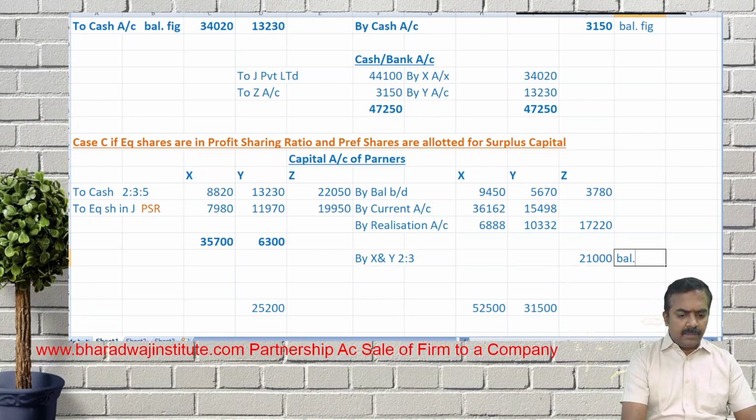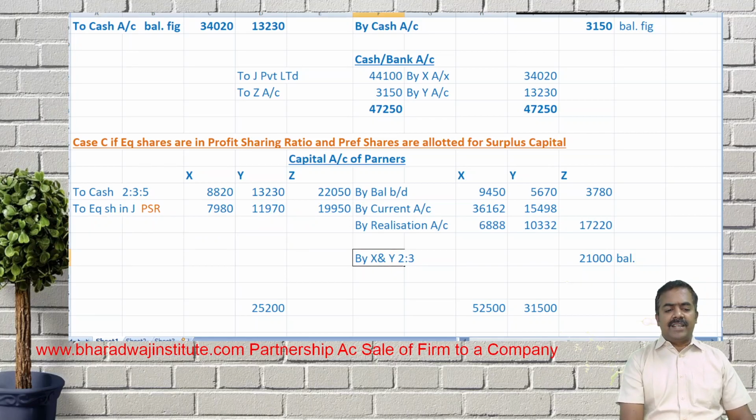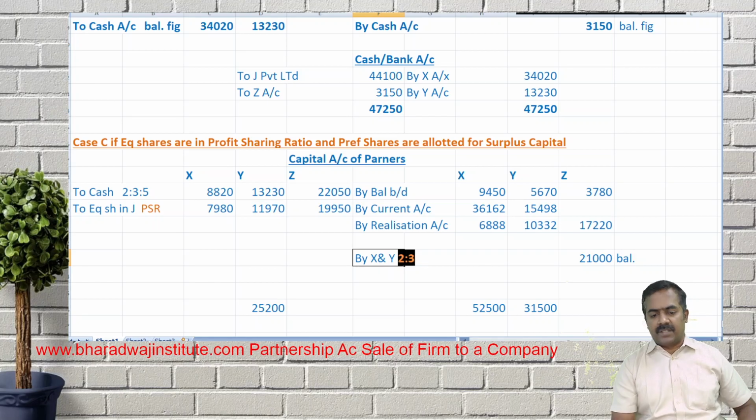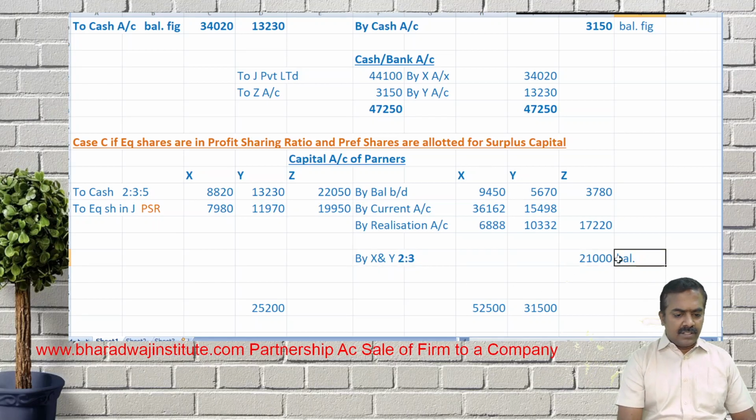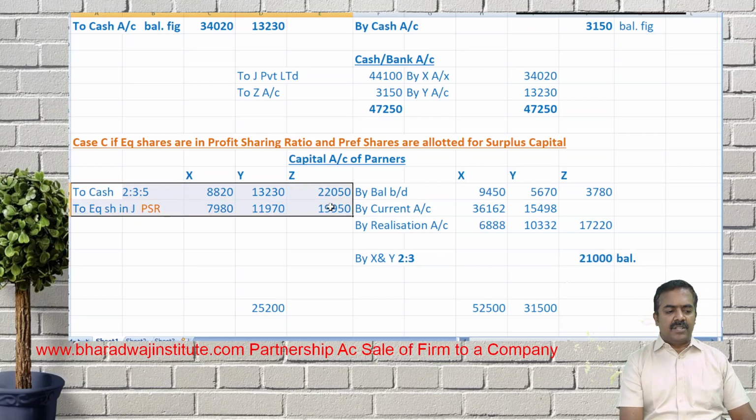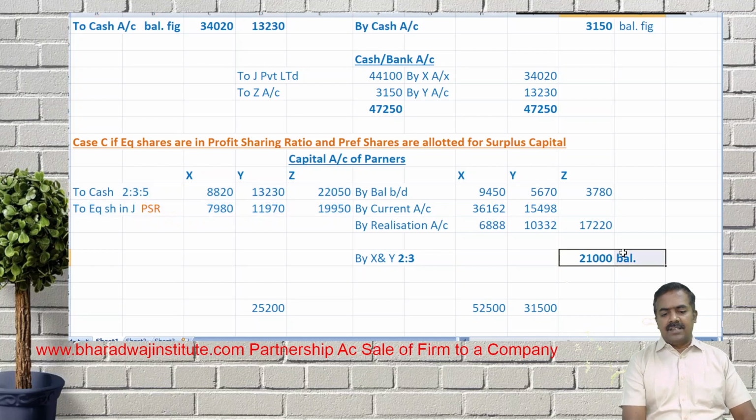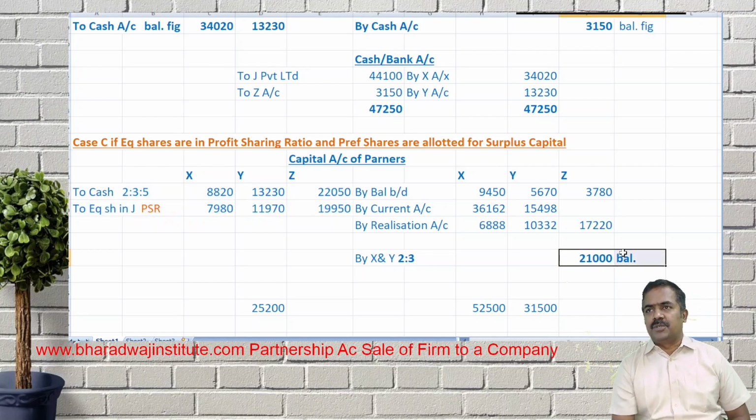This balance will be distributed to whom? X and Y in the 2:3 ratio. Distribute it. That is only in case of insolvency; at the insolvency level, to find out surplus capital we do this adjustment. Is this a loss due to insolvency? It is not a loss. Since cash was distributed in the profit sharing ratio, this excess paid is adjusted in which ratio? The profit sharing ratio.